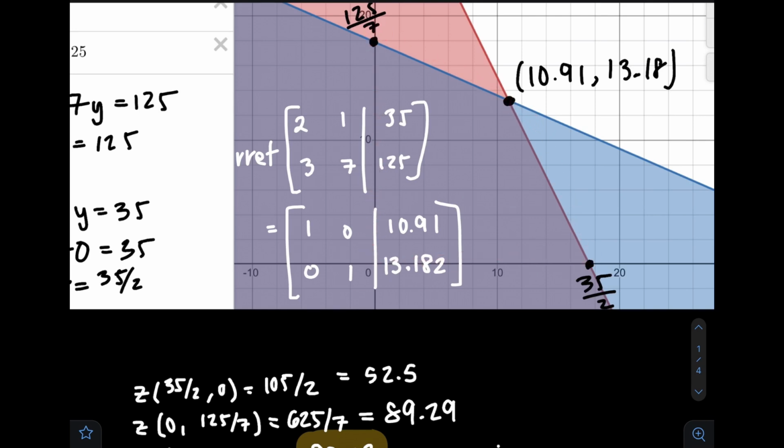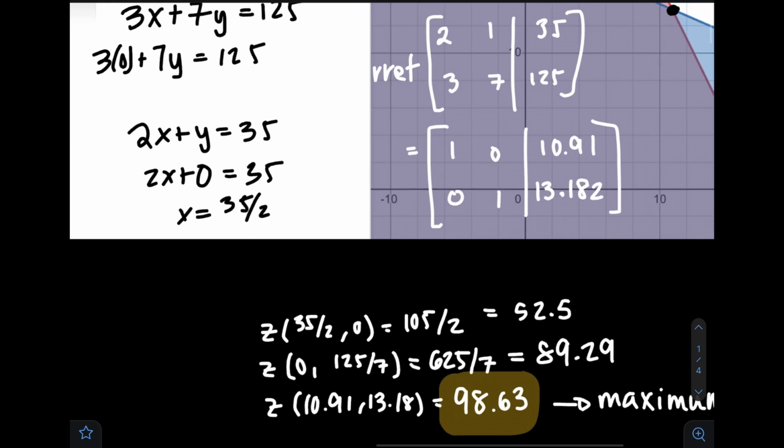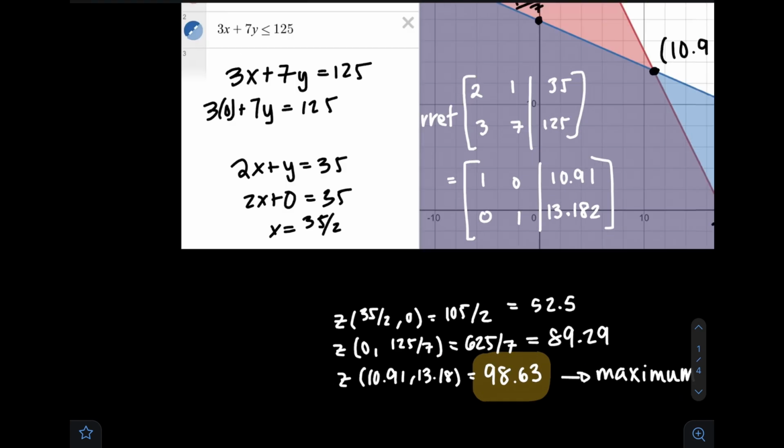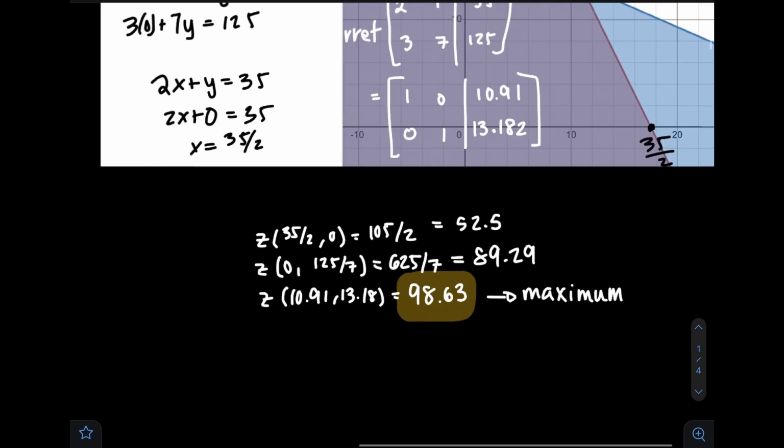To determine the candidate points, we have to find where it intersects the x-axis and the y-axis. So we have those 2 points, as well as we need to find where the inequalities intersect. In this case, I just did a system of equations, REF'd it, and got x equals 10.91 and y equals 13.182. Given these 3 points, 35 over 2, 0; 0, 125 over 7; and 10.91, 13.18, we plug them back into the equation z equals 3x plus 5y and determine whichever output is greatest. In this case, it's 98.63. So our maximum is at 10.91, 13.18.